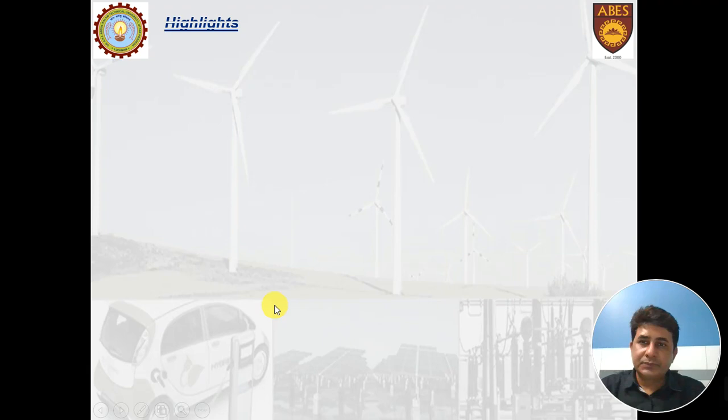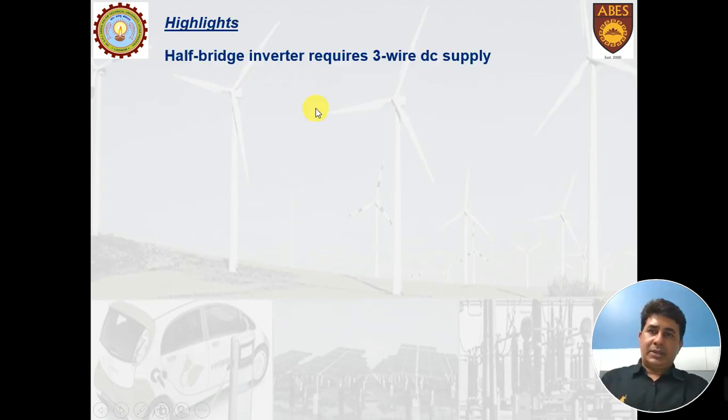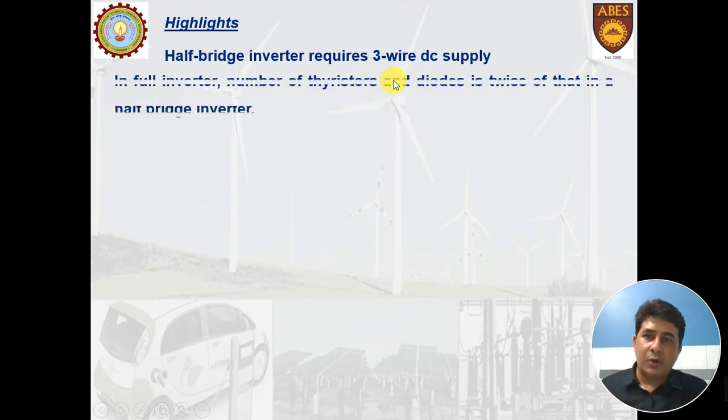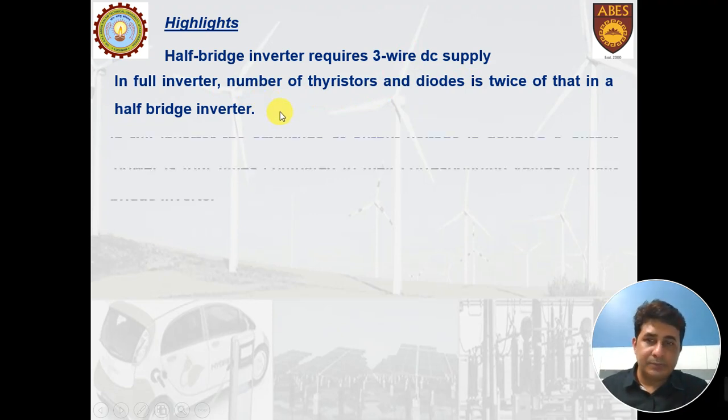Well, let's recall what we learnt in half bridge and full bridge. A half bridge inverter requires a 3-wire DC supply. This may be taken as its disadvantage. It uses a three wire DC supply. It also uses 2 batteries. However, in a full bridge, the number of thyristors and diodes is double, but it uses a 2-wire supply. It uses only 1 battery.